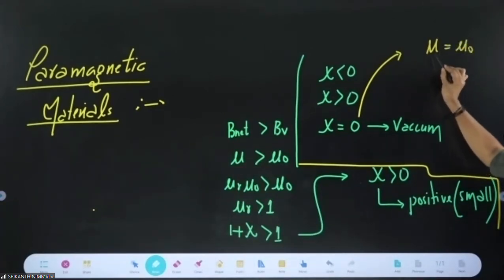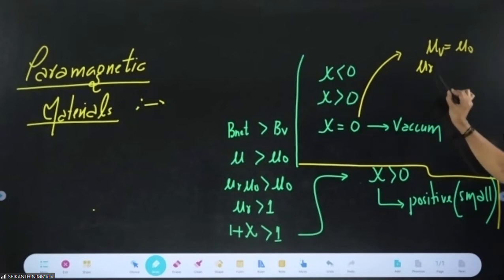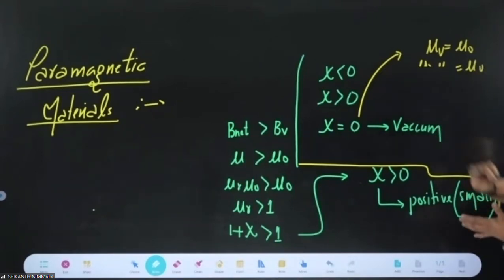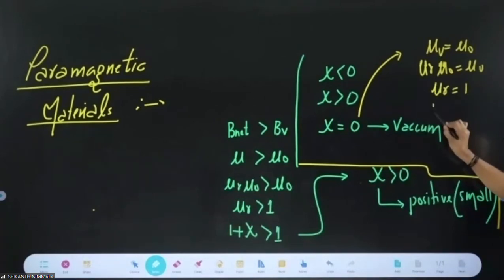Mu naught will come as mu r into mu of vacuum. If I'm talking about vacuum, I'm writing mu of vacuum will be equal to mu naught, and I can write mu of vacuum as mu r into mu naught. So from here, for vacuum mu r will be 1, and mu r is 1 plus xi, that will be equal to 1. That means xi will come as 0.